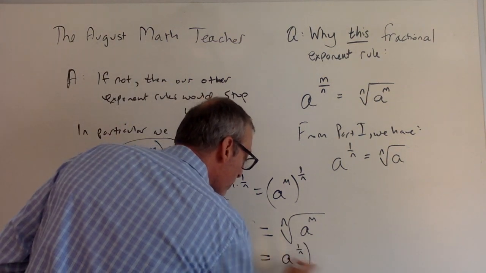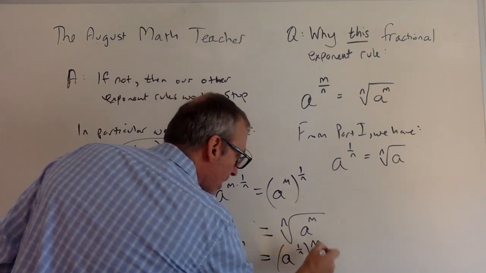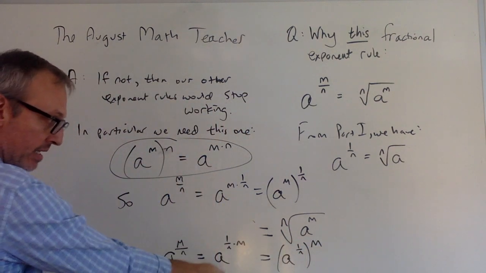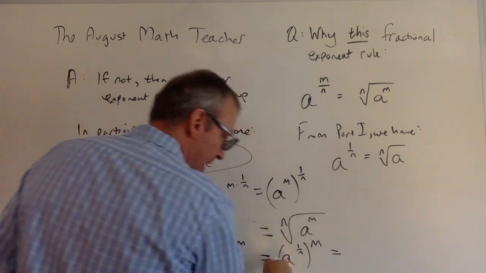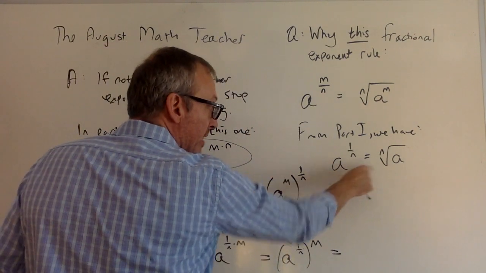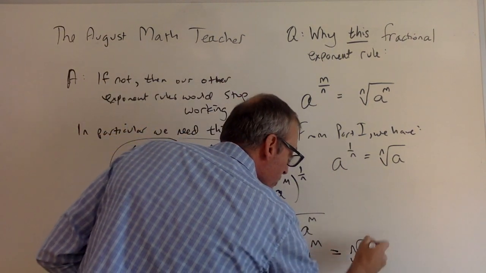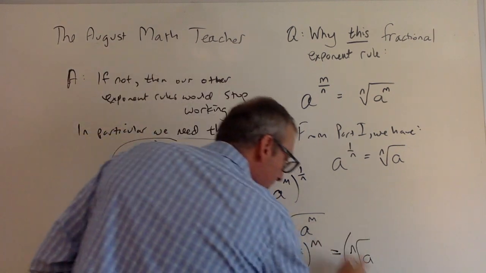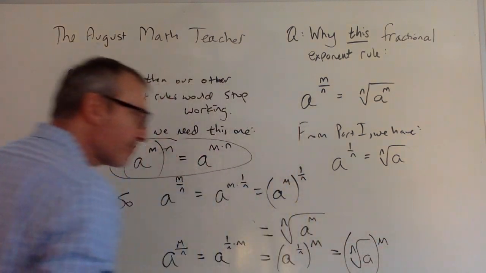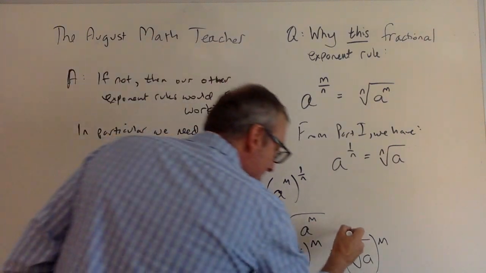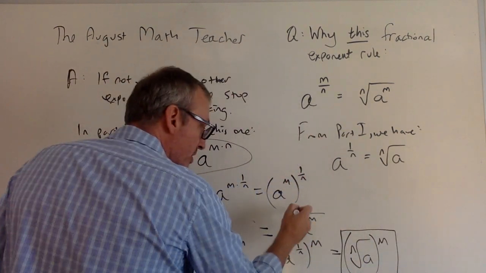This is a to the 1 over n to the power of m, by applying this rule again to this. And think about what a to the 1 over n is. That's just a straight application of this. It's the nth root of a, but it's in parentheses to the power of m. Now notice, this is a different expression than this one.